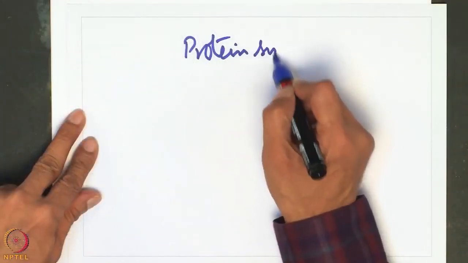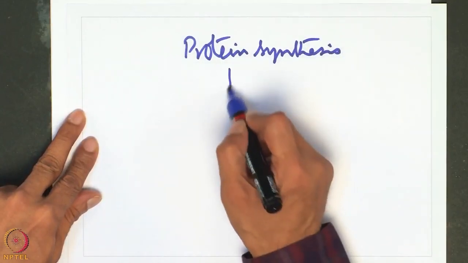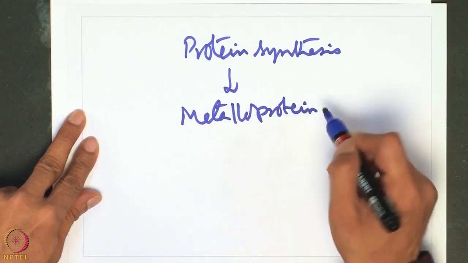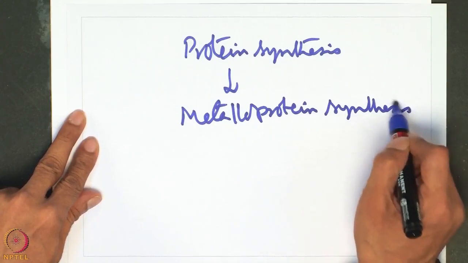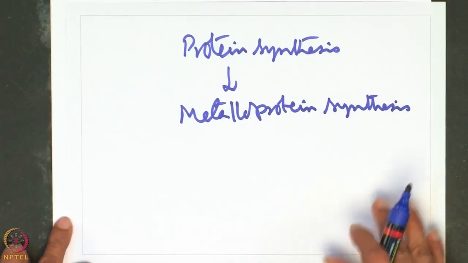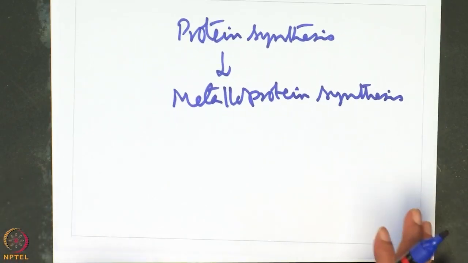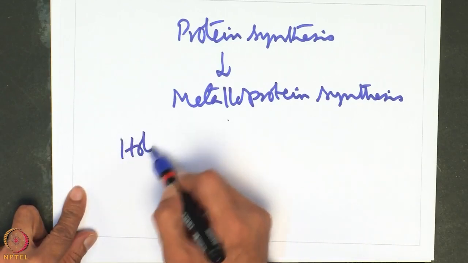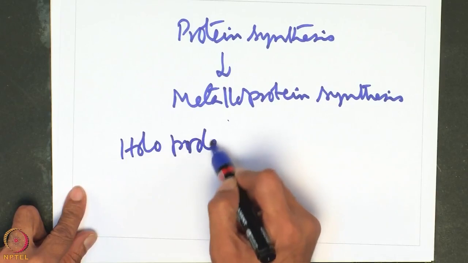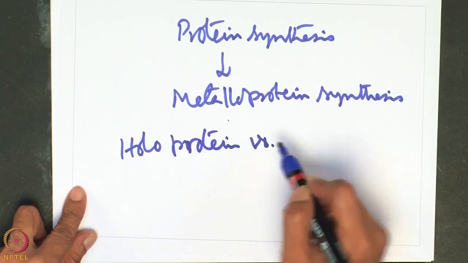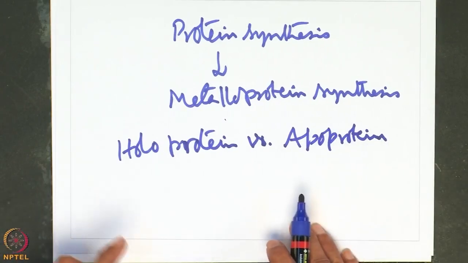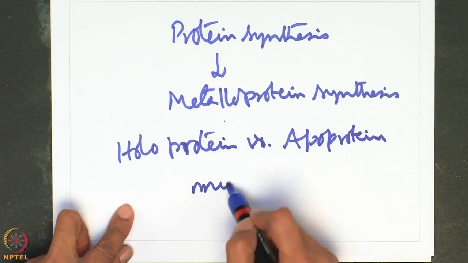Then we looked at protein synthesis, and then we looked at metalloprotein synthesis, where the metal ion is introduced into the protein that is being synthesized, and then brings the property in various ways. And also we talked about the holoprotein versus apoprotein. Then we have talked about mutagenesis.